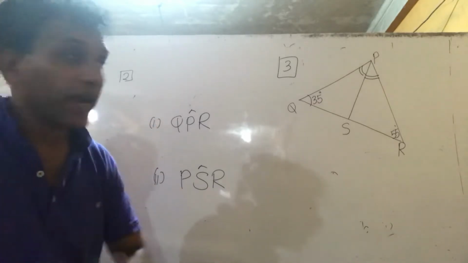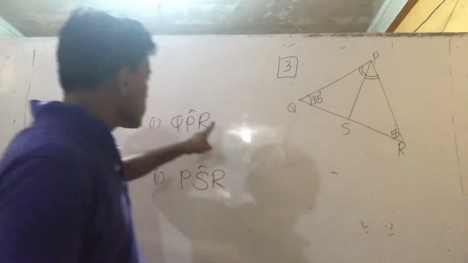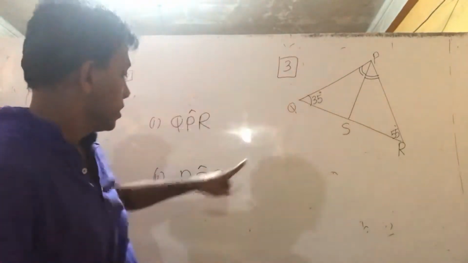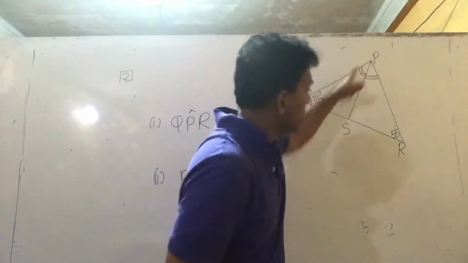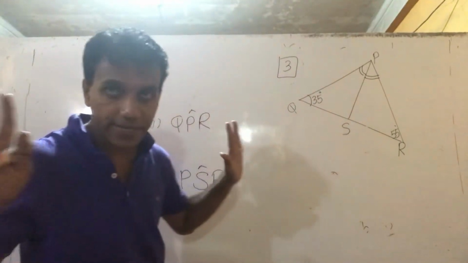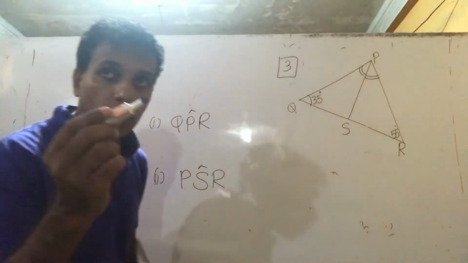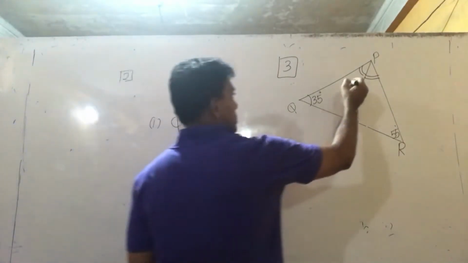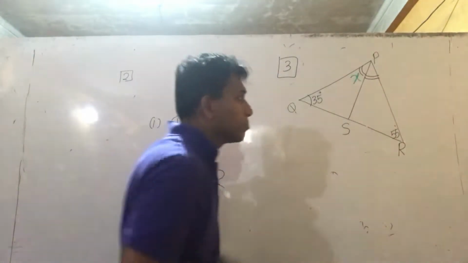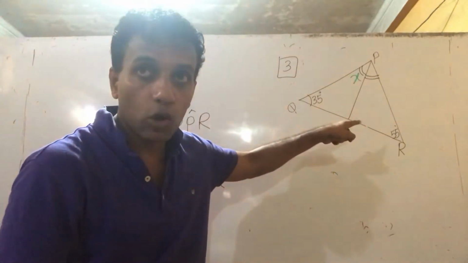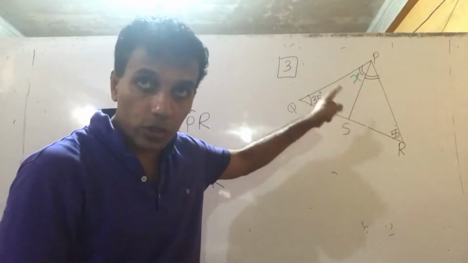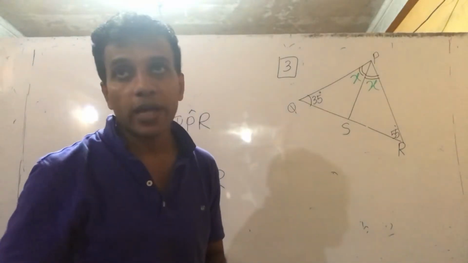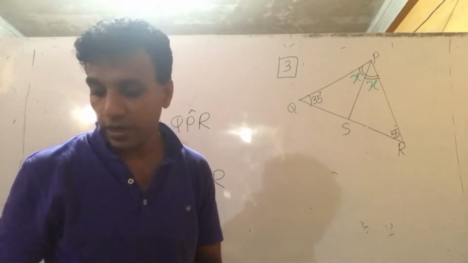First, I try to find this angle, QPR. QPR means the biggest angle. PSR means this angle, that is later. Okay, see, I take a new color pen. I should mark this as I am mentioning. I say this is X. Then what about the other angle? This also X, because the two angles are equal. They said they are equal, right?